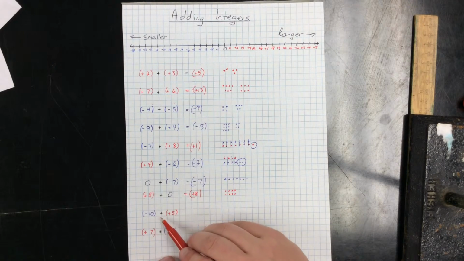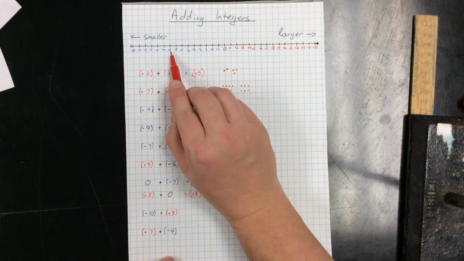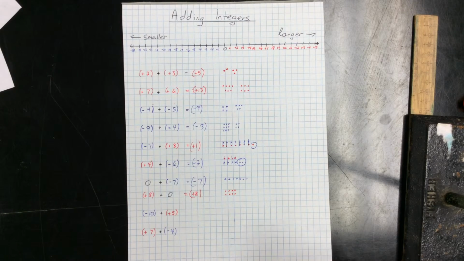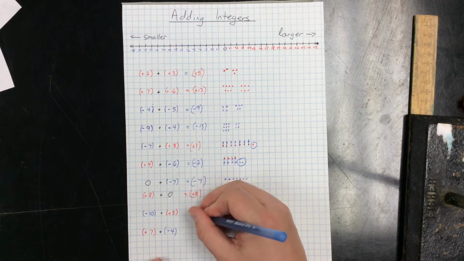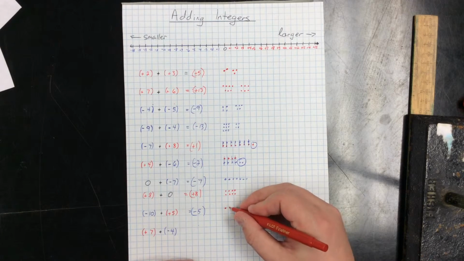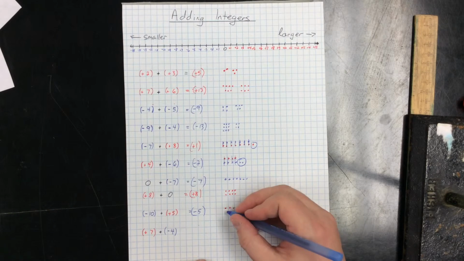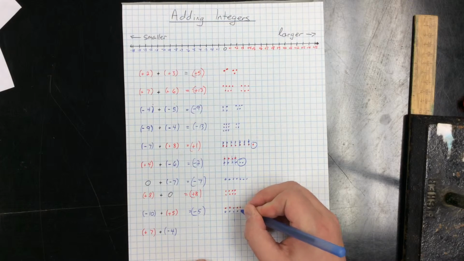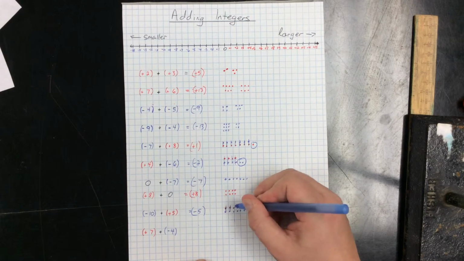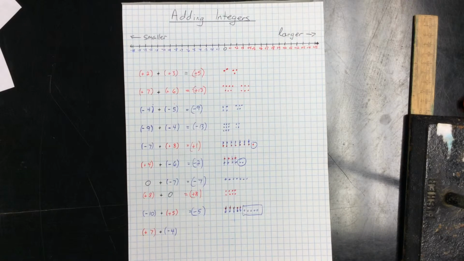So I'm at negative 10 and I get 5 positives. 1, 2, 3, 4, 5. I end up with still a negative, negative 5. So I had 10 negatives and 5 positives. These all cancel out, go to 0, and I'm left with negative 5.